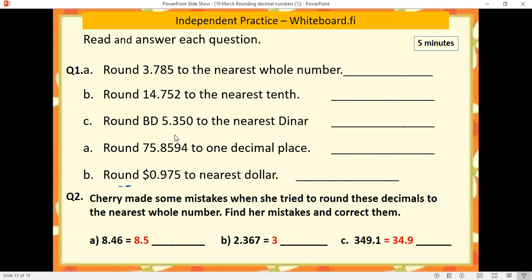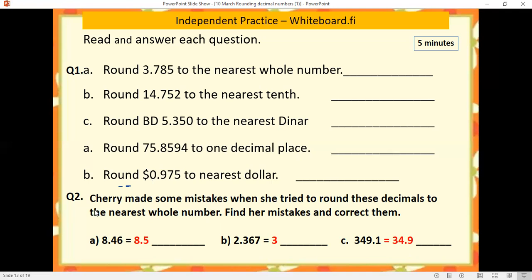Okay, so I hope you have done this one. Now let's move to the second objective. So in here, you have to round to the nearest whole number, to the nearest tenth, to the nearest dinar, meaning up to the dinar, okay? And then round this number to one decimal place, meaning nearest tenth, okay? Nearest dollar means like nearest whole number.